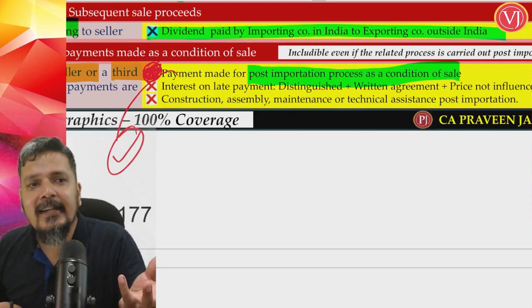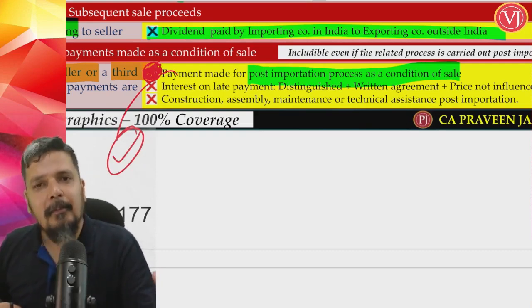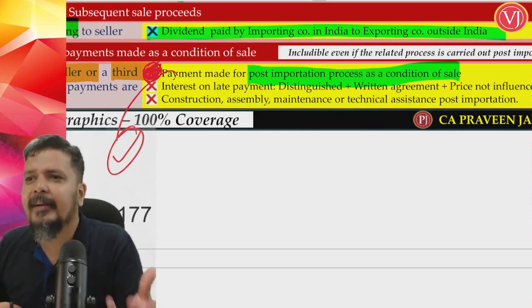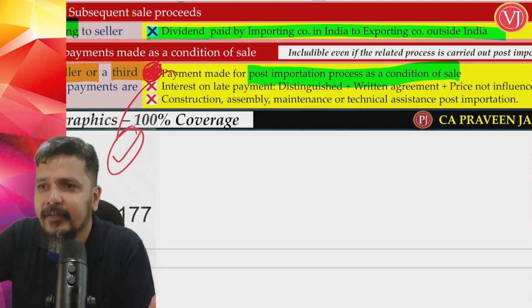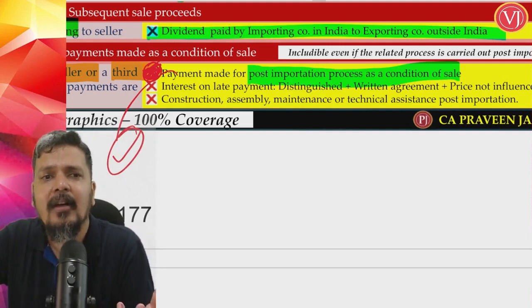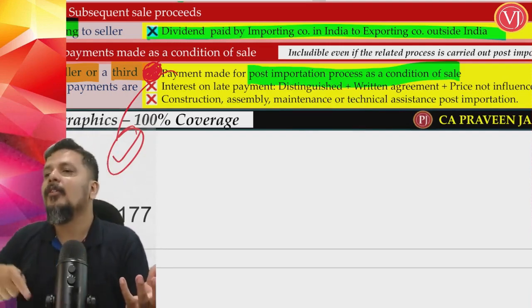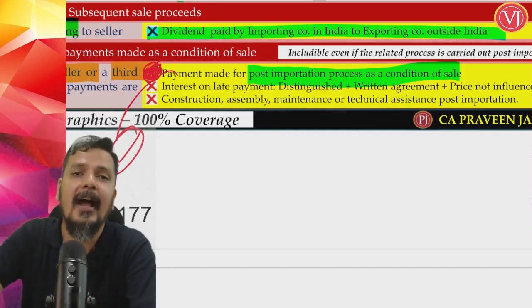Now, the installation was part of the condition of sale. Machinery value is 1 crore, clear. Deinstallation 10 lakhs is part of condition of sale, to be added. Installation 20 lakhs is also part of condition of sale, to be added. Though it is after importation, it is part of condition of sale, to be added.